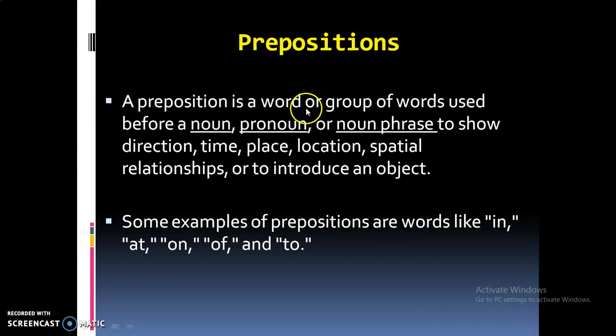A preposition is a word or group of words used before a noun, pronoun or noun phrase to show direction, time, place, location, spatial relationships, or to introduce an object. Some examples of prepositions are words like in, at, on, of, and to. I have listed only a few examples here. These are common prepositions which we use.